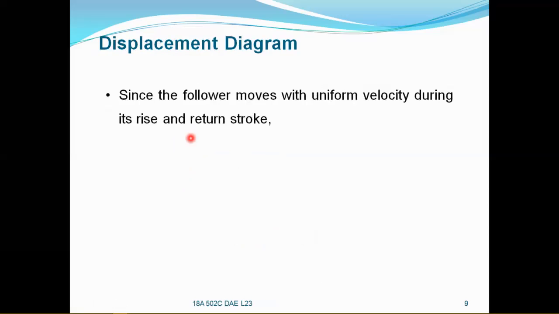So here in this case, for uniform motion velocity for the follower, the follower moves with uniform velocity during its rise from the lowest position to the highest position, and during the fall or return stroke. Rise means outward stroke, and fall means return stroke, that is, from the topmost position to the bottommost position, the lowest position. So that is the return stroke.